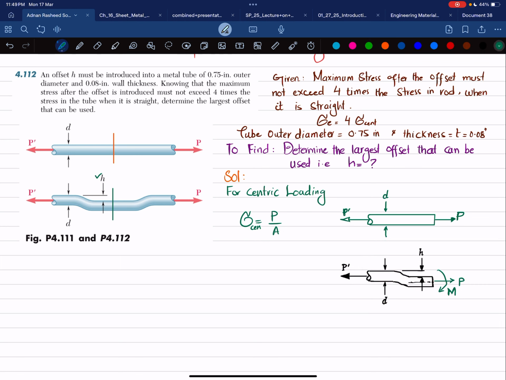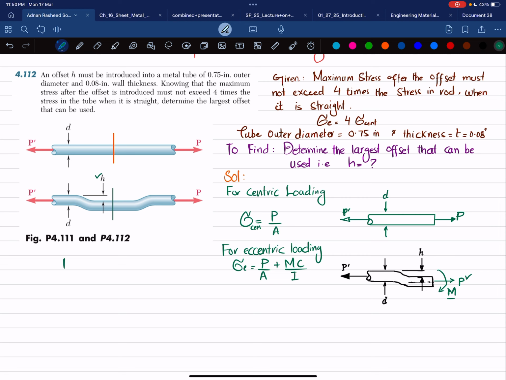We will find this for eccentric loading. The eccentric stress will be equal to, now you can see you have two loads. One is axial load P, which is producing normal axial stress, and the other is the moment, which is producing bending stress. Both are axial stresses. So it will be equal to P divided by A plus M times C divided by I, where P by A is the axial stress due to normal loading, and MC divided by I is the bending stress. What will be the value of M?